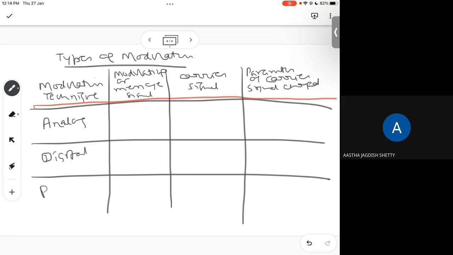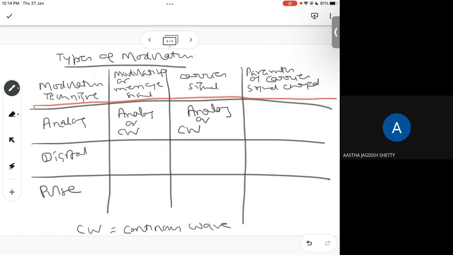and there is a pulse modulation. Now in the analog modulation, we are assuming my signal to be analog. Carrier signal is also analog. Analog means CW, the continuous wave. CW, I've already told you, is a continuous signal, not the discrete signal. It will continue, something like this.